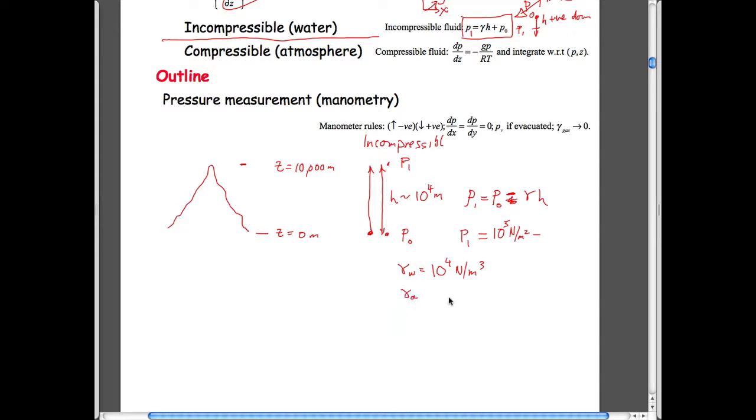Then the density of air, if it's a thousandth of that, is about 1.2 or so kilograms per cubic meter. So this would be 10 to the 1 newtons per meter cubed. And so if we put this in here, this is 10 to the 1 newtons per meter cubed multiplied by the height, which is 10 to the 4 meters. Then you end up with, hence my reason for not doing this example, 0.